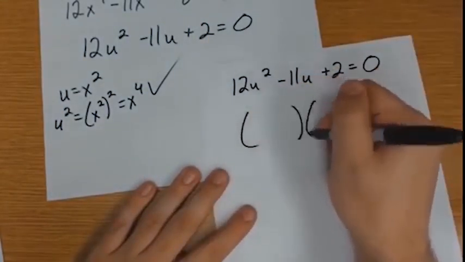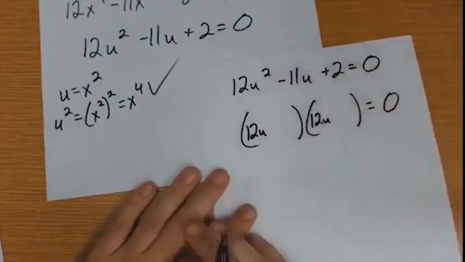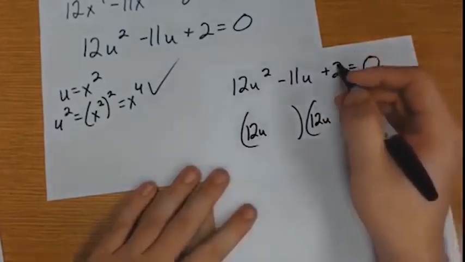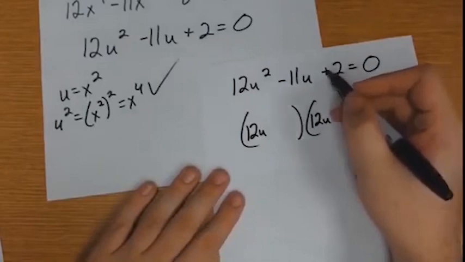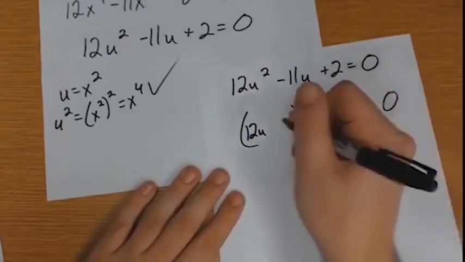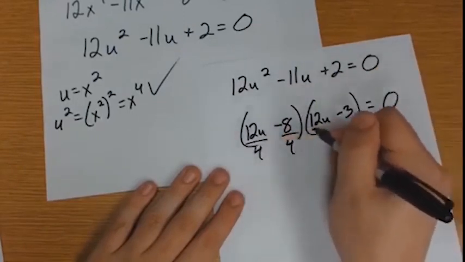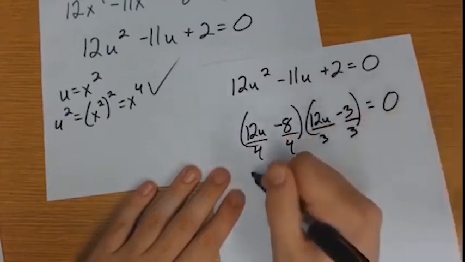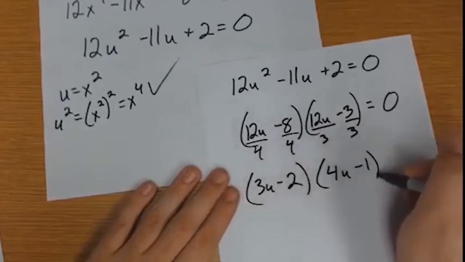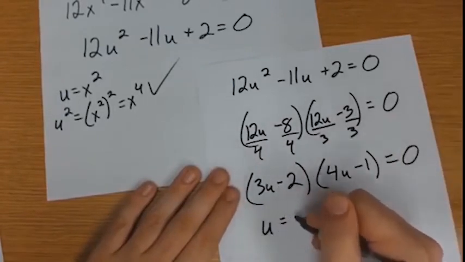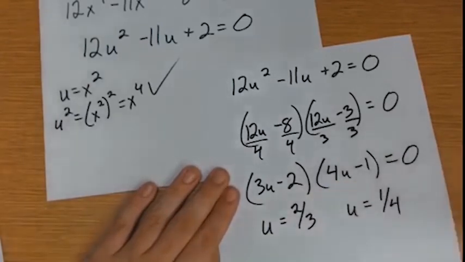Let's use the new method. 12u squared, so we'll throw in a 12u and a 12u. 12 times 2 is 24. The numbers that multiply to 24 and add to negative 11 are negative 8 and negative 3. Here we have a 4 in common. Here we have a 3 in common. So 3u minus 2 and 4u minus 1, giving us u equals positive 2/3, u equals positive 1/4.